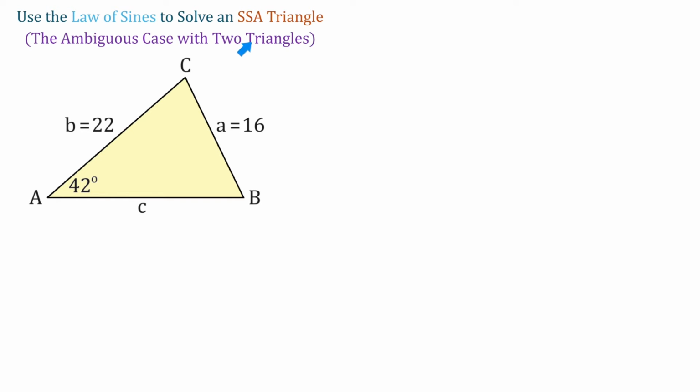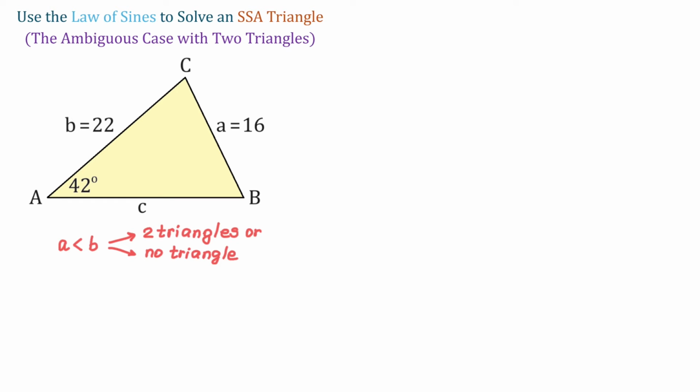So this is a side-side-angle triangle, and it is also called the ambiguous case because it can result in one triangle, two triangles, or no triangle at all. When the side opposite of the given angle is less than the other given side, then we can either have two triangles or no triangle at all. So again, if A is less than B, then this can result in two triangles or no triangle.